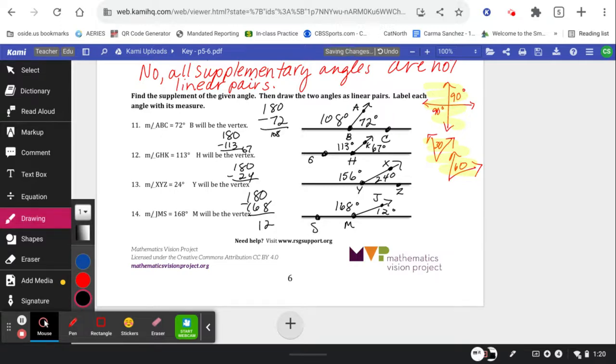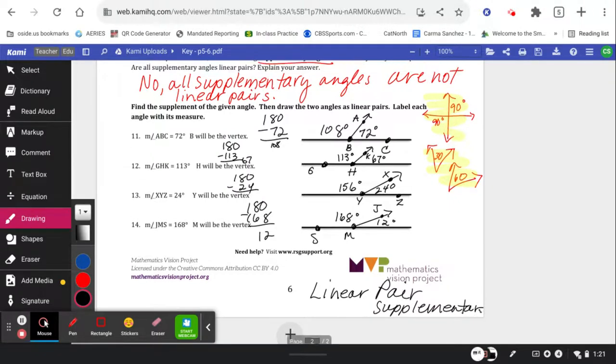Okay, let me make sure I did the other one right. XYZ was the 24, good. And GHK was the 113, and ABC was the 72. Okay, good. So that's it. We're just having this general concept of linear pair being supplementary and how you have to subtract it from 180. How'd you do?